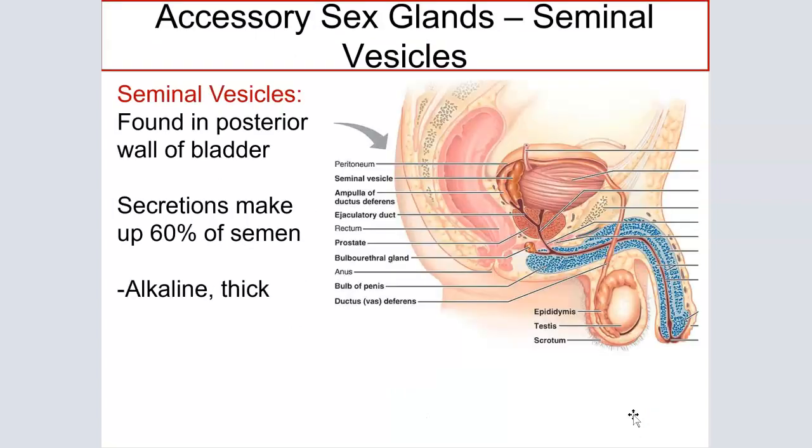Now, we talked about the sperm and how they get out. We need to come back to the accessory glands, and there are three glands that make semen. We have the seminal vesicles, which you saw. They're on the posterior wall of the bladder. They make most of the semen. Roughly 60% of the semen is produced here, and it's a pretty alkaline, thick solution.